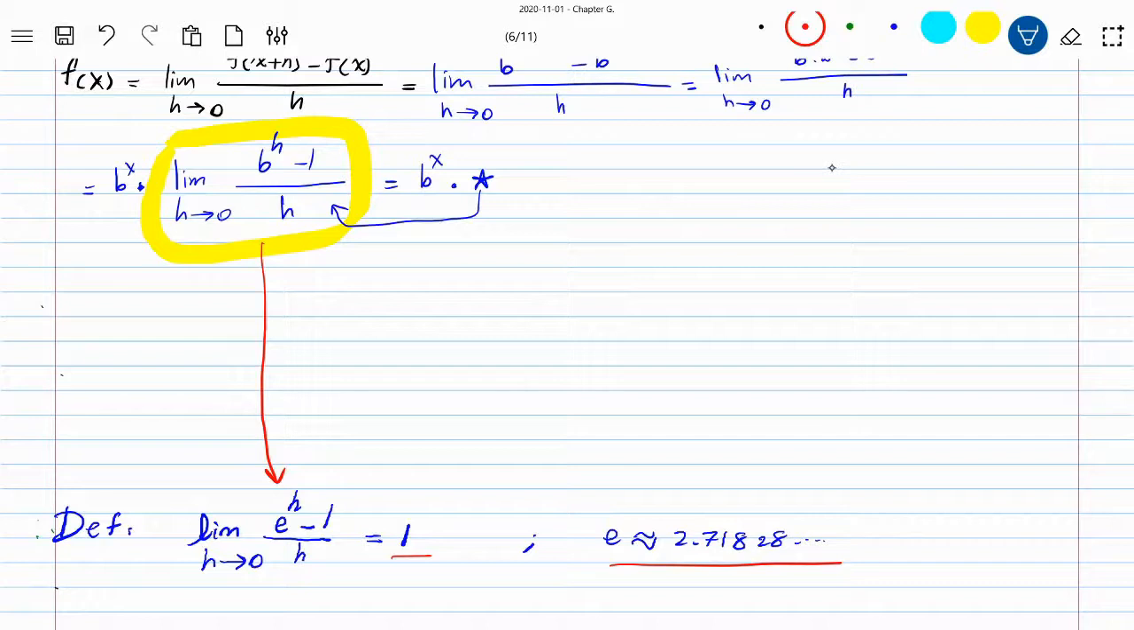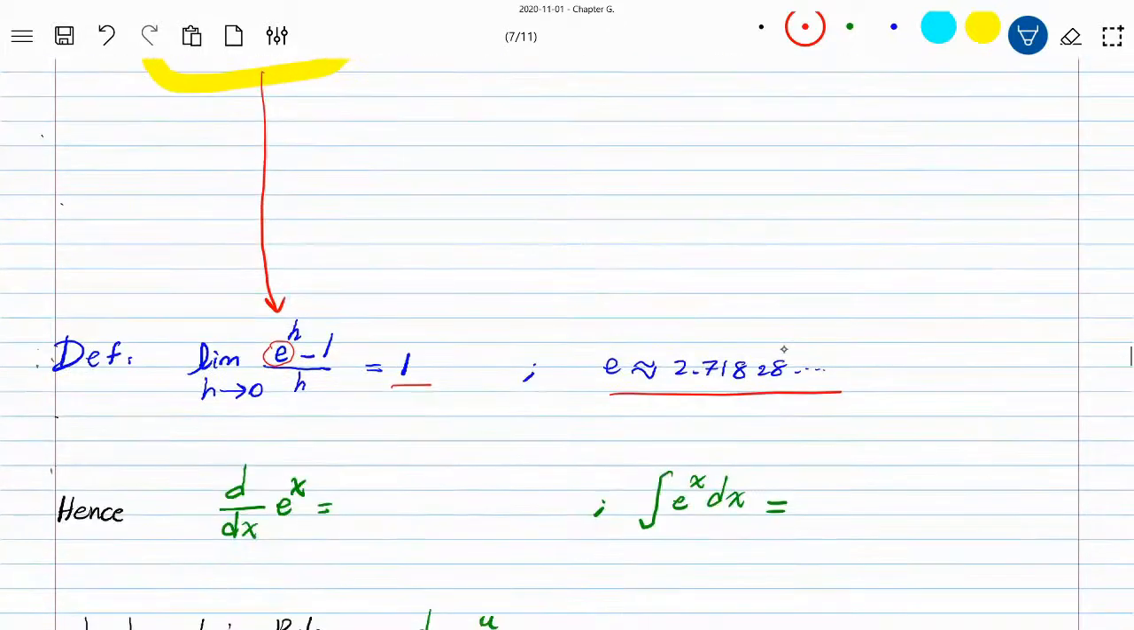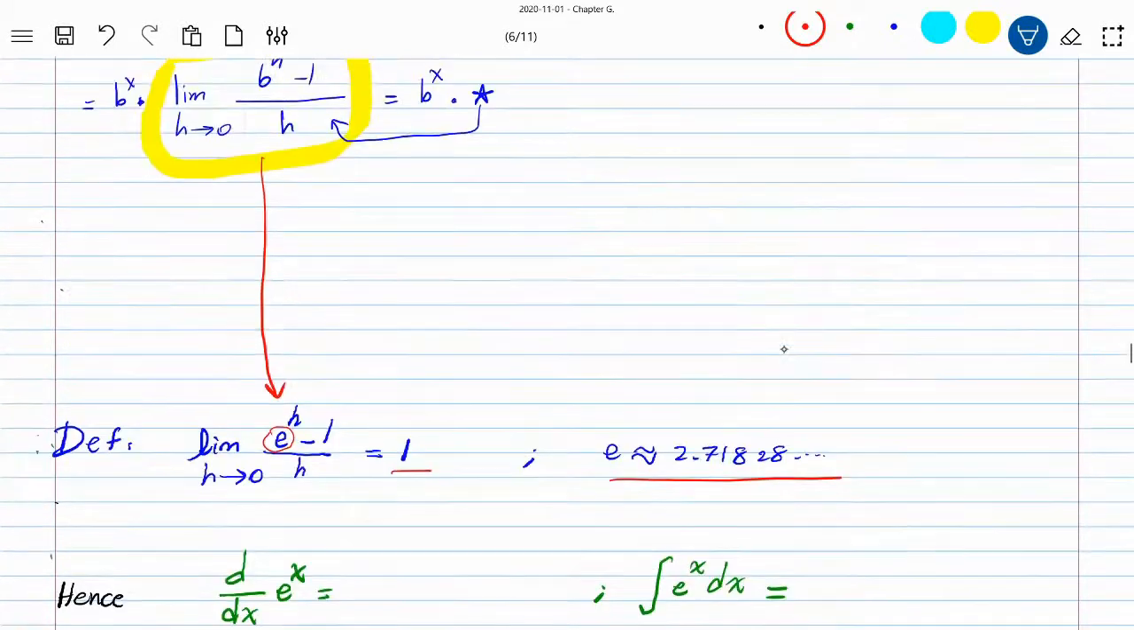So if I know this limit is 1, that means if you pick the base to be e, the result of this limit would be simply 1. Then I can answer the question, what is the derivative of e to the x? Because then the derivative of e to the x would be e to the x times the limit, which is simply 1, which gives me e to the x.